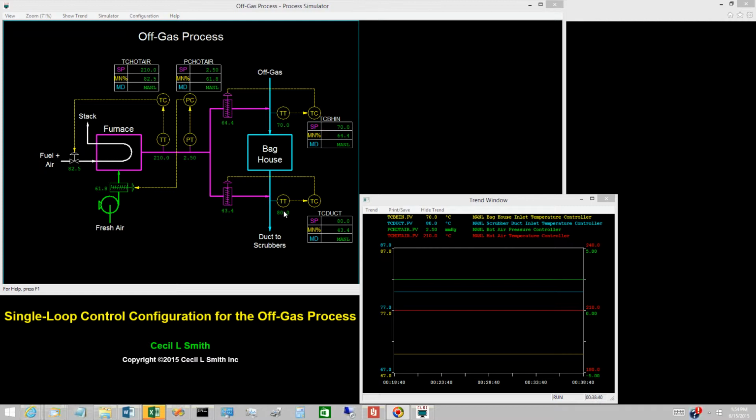The off-gas process envisions that a variable flow of constant temperature hot air will be injected into the off-gas at 2 points. 2 additional control variables pertain to the hot air. Hot air temperature. Normal operating value is 210 degrees Celsius. Hot air pressure. Normal operating value is 2.5 millimeters of mercury.